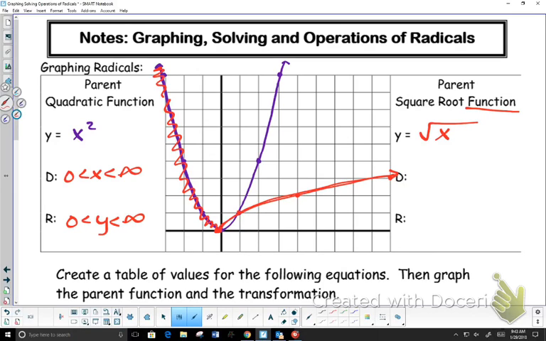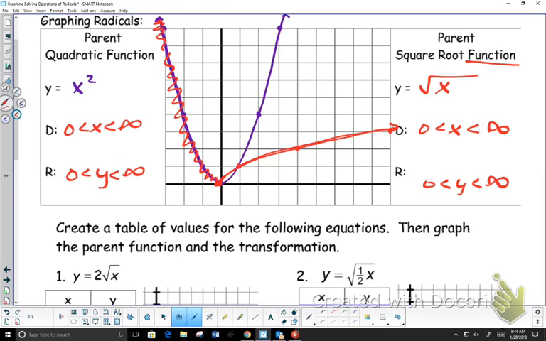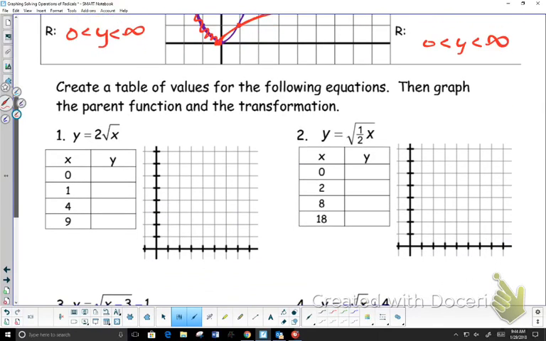Our domain is going to be 0 less than x less than infinity, and our range is going to be 0 less than y less than infinity. And what you'll notice is these x and y's always change, so your domain and range always change as well. You can't see it as much in this because all your numbers are basically the same. But you'll get to see it as we work down below.